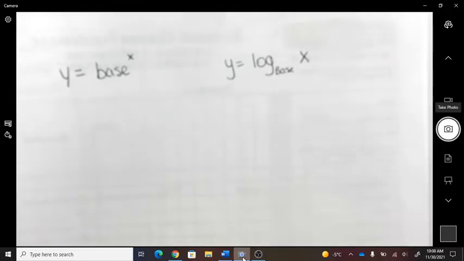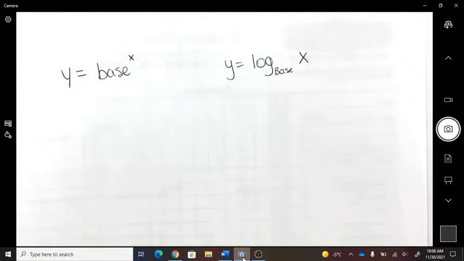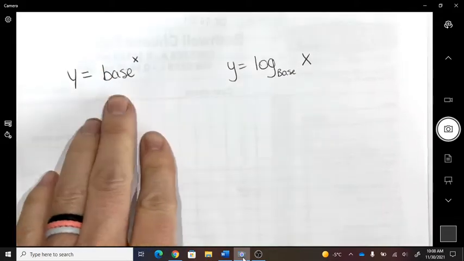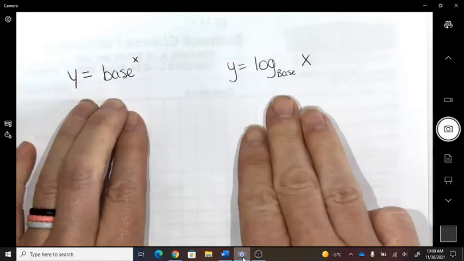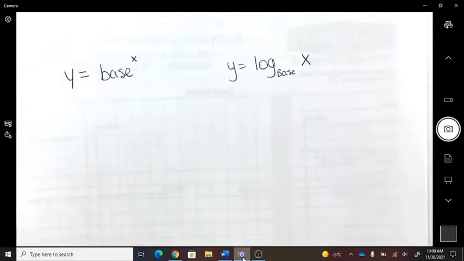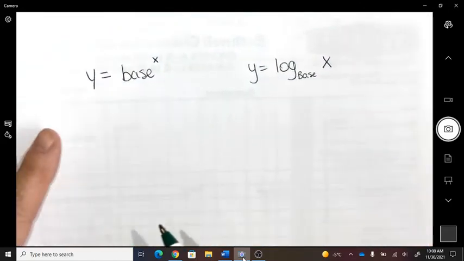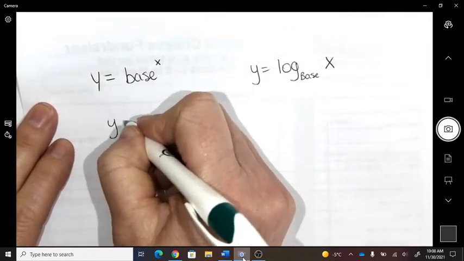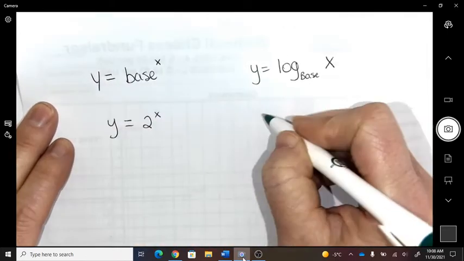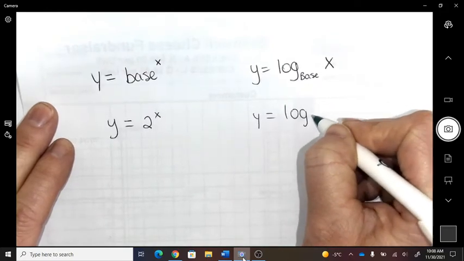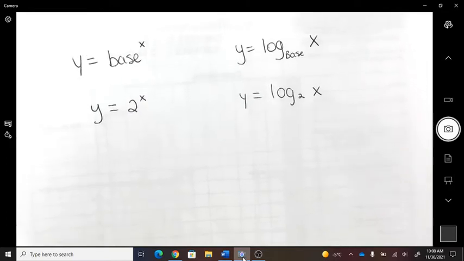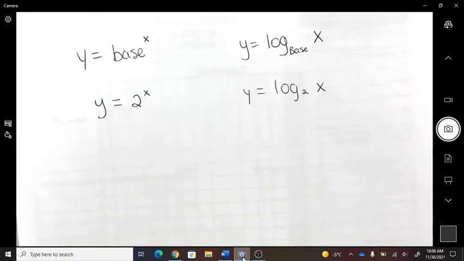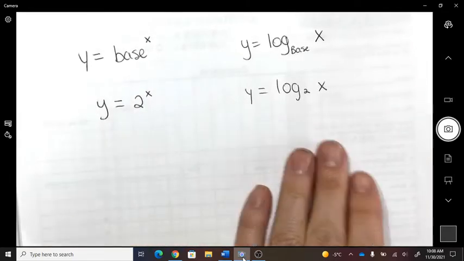Okay, so you don't need to write this down. Let's just talk about what we know. So far we've been talking about exponential stuff and log. So this is an exponential equation and this is a log equation. Okay, so I'm going to use an example with a 2 in it. Okay, so that is how they would look different, exponential versus log.